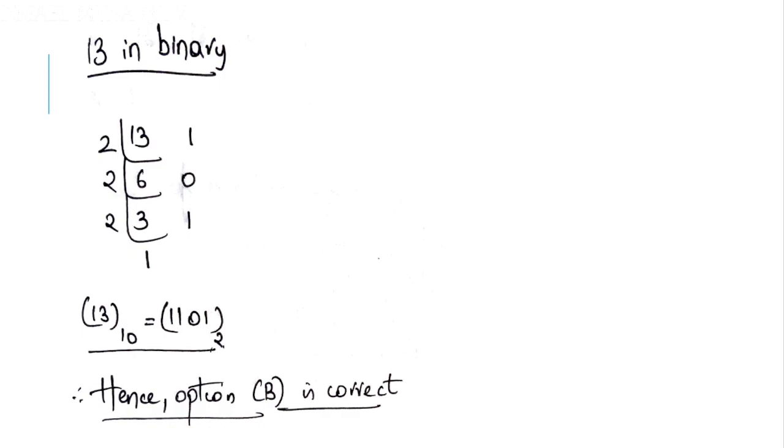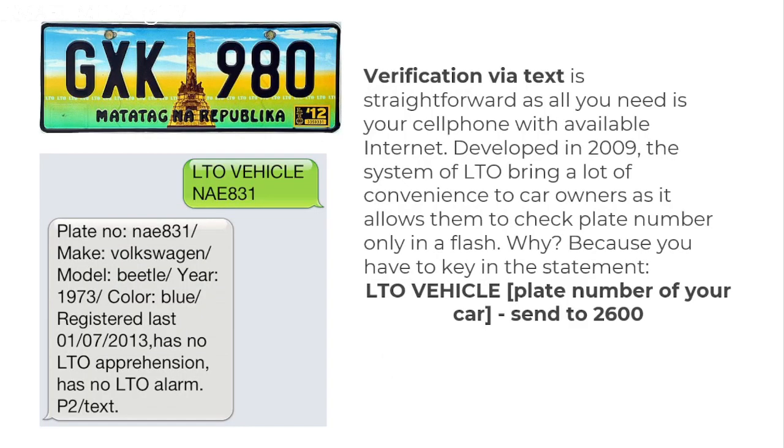For example, in identification numbers, or what we call verification. Yes, in the Philippines, we're using it. Our car plate, diba? The plate of our cars, for example, there: JXK980. Matatag na republika. This was issued sometime in 2012. So you can text LTO, and when you send that car code, or you call it the plate number, you can get a verification via text from LTO.